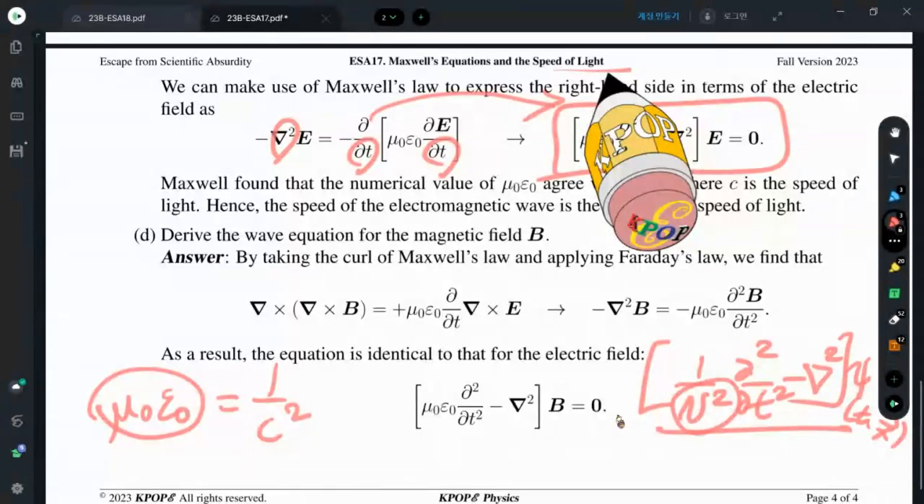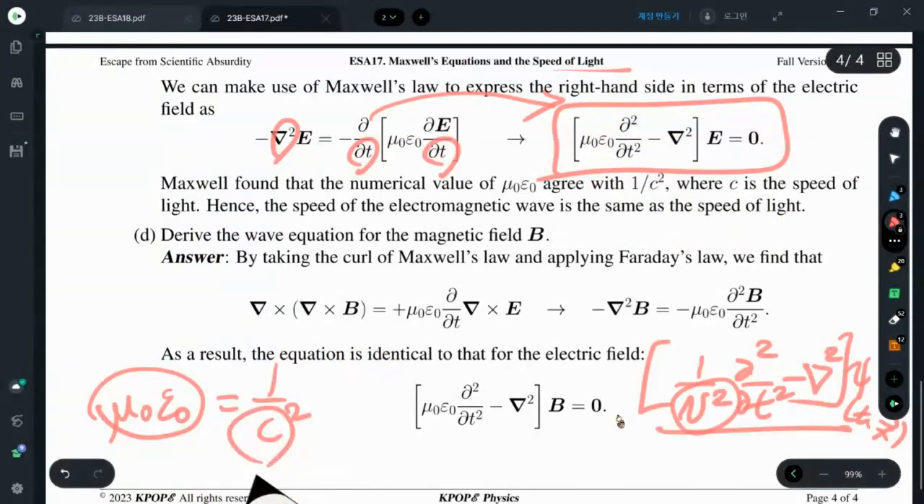So as well as visible light, infrared, ultraviolet, X-ray, gamma rays, any kind of electromagnetic wave, a radio wave, any electromagnetic wave field propagates in vacuum with the same speed, that is the speed of light.